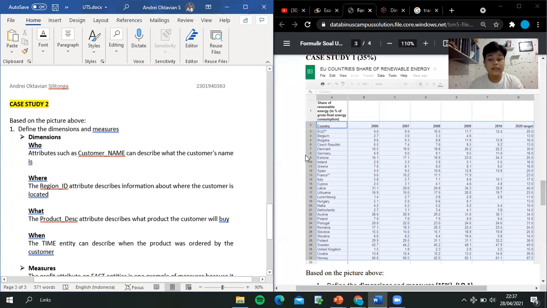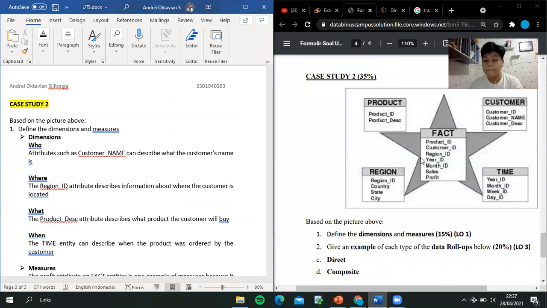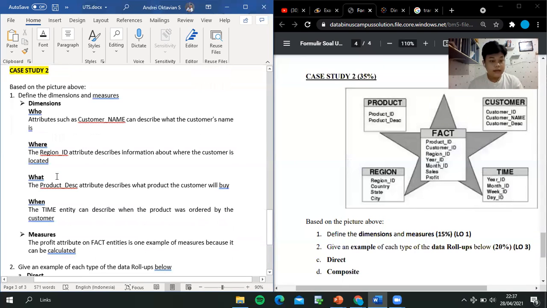So on the second case study, here I have the data. The question is also the same: to define the dimension and the measures. The first dimension is who, an attribute such as customer name. In this customer entity, it describes the customer name. From this entity, we know who the customer is that made the order. And the second one is where, like the region ID on the region entity, which defines where the customer who made the order is located.